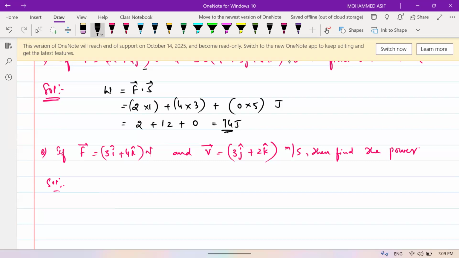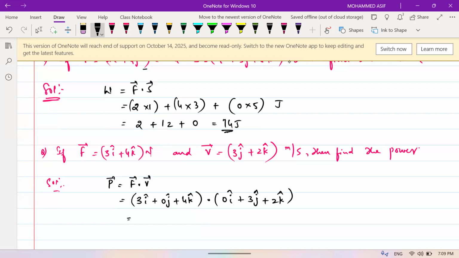Very good. Power formula: power is equal to F bar dot V bar. So F is equal to 3 i cap plus 0 j cap, because it is not given, plus 4 k cap. V is equal to 0 i cap, because i is not given there, plus 3 j cap plus 2 k cap. Now multiply it.